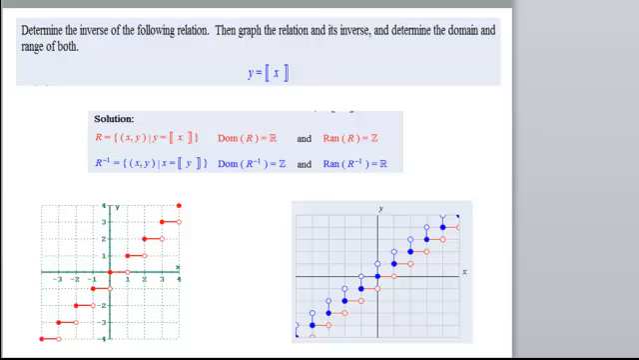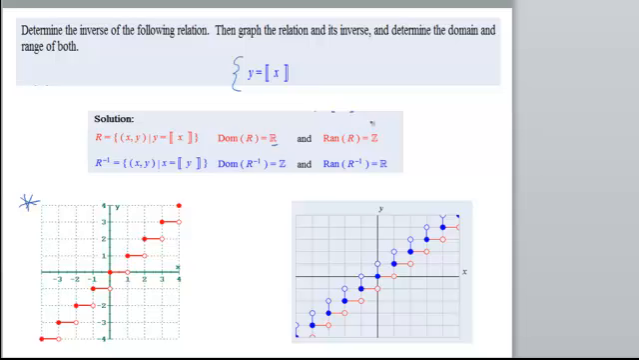Determine the inverse of the following relation, then graph the relation and its inverse, and determine the domain and range of both. Okay, well, I went ahead and put the solution set here so we can see what's going on. You remember this is the greatest integer function, and it looks like this. It's called a step function also. And the domain of this greatest integer function is all real numbers. The range would be all of the integers.